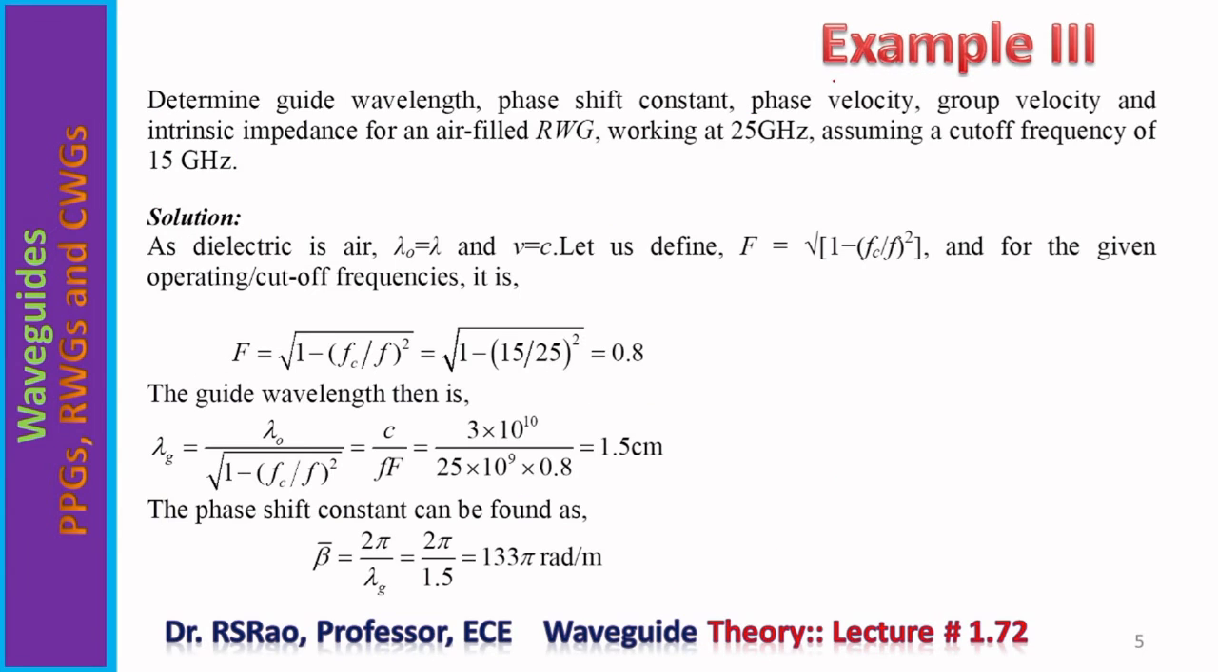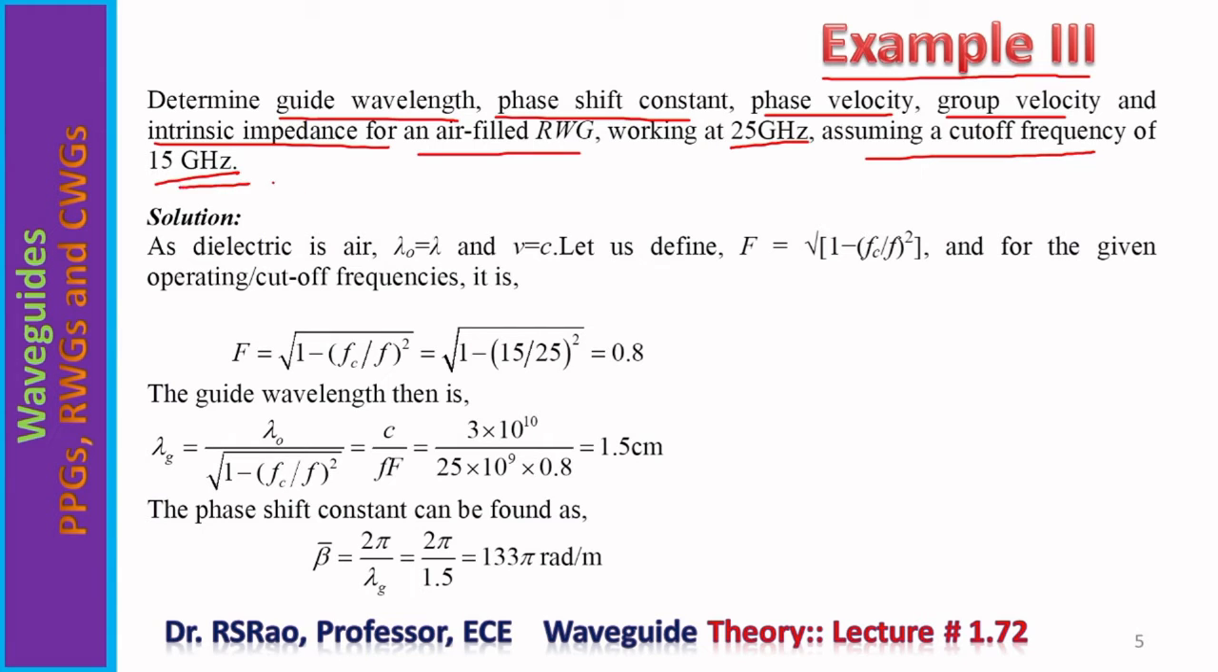We consider another problem, example 3. Determine guide wavelength, phase shift constant, phase velocity, group velocity, intrinsic impedance for an air-filled rectangular waveguide working at 25 GHz, assuming a cutoff frequency of 15 GHz. Guide wavelength, phase shift constant, phase velocity, group velocity, these are all dispersion characteristics. Of course, intrinsic impedance we have to calculate in addition to these four quantities.